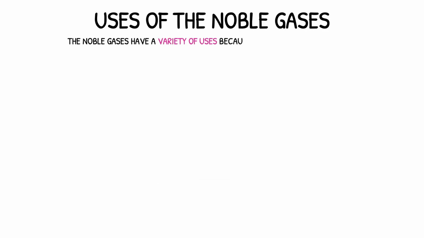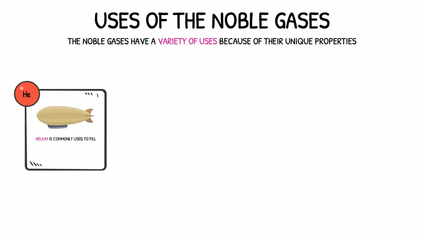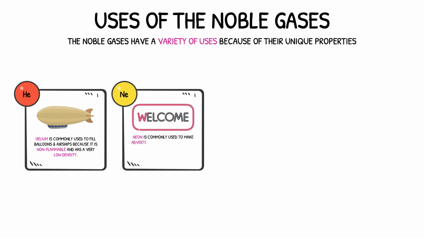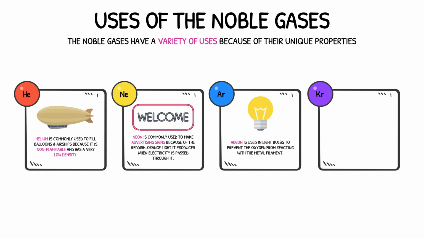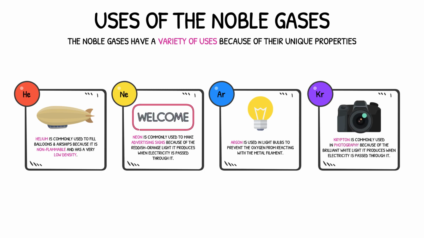As a result of their unique properties, the noble gases have several different uses. For example, helium is commonly used to fill balloons and airships because it's non-flammable and has a very low density. Neon is commonly used to make advertising signs because of the reddish-orange light it produces when electricity is passed through it. Argon has a number of uses. It's used in light bulbs to prevent oxygen from reacting with the metal filament. And krypton is commonly used in photography because of the brilliant white light it produces when electricity is passed through it.